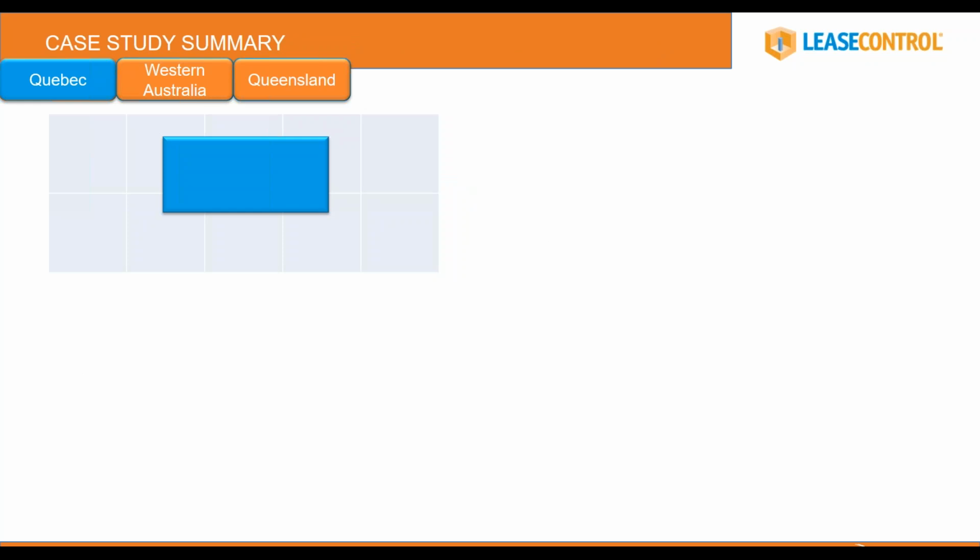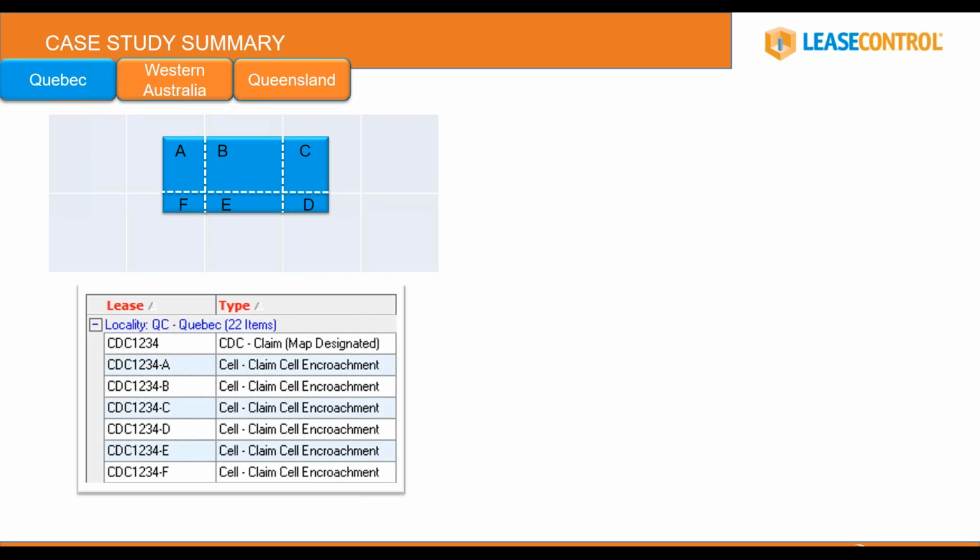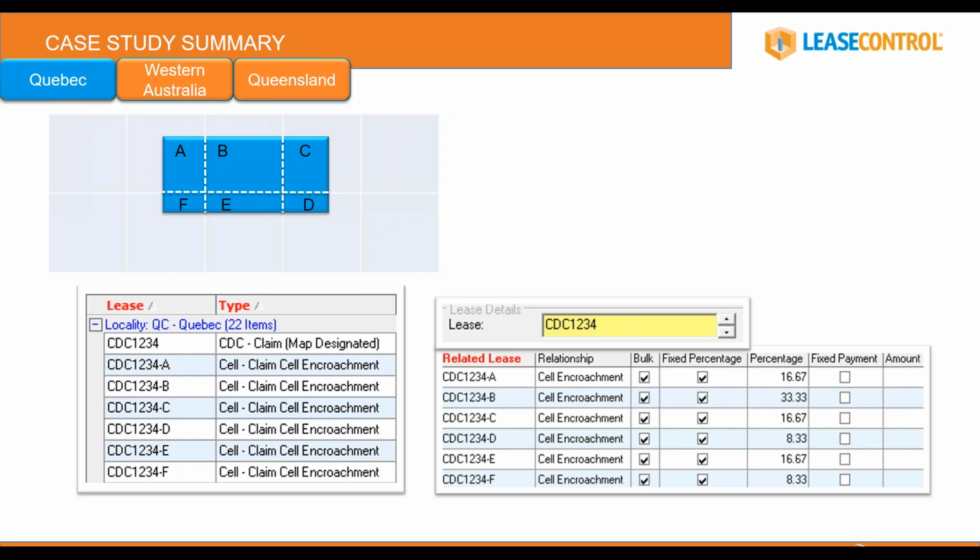Quebec has a unique system whereby an expenditure report is required to be lodged in respect of each cell upon which a mineral title encroaches. Each of these instances has a commitment which differs from time to time. It is necessary to record these commitments and the value reported on a per cell basis. Therefore, we've set up a LeaseControl record for each cell a title encroaches upon, which is linked to the mineral title by way of the Related Leases tab. There's more on this in the relationship and bulk update feature in our webinar, Group Expenditure Reporting.